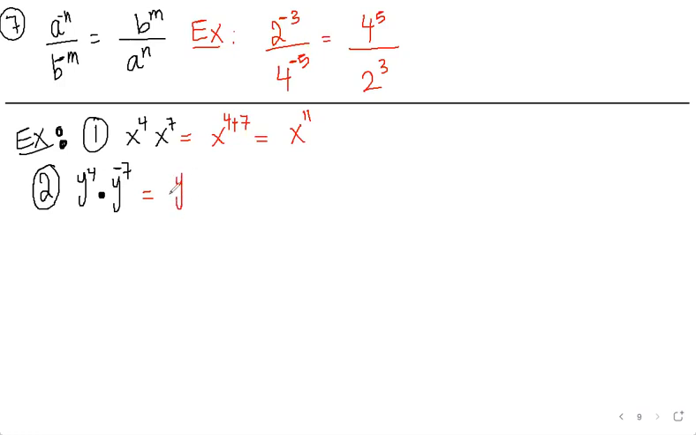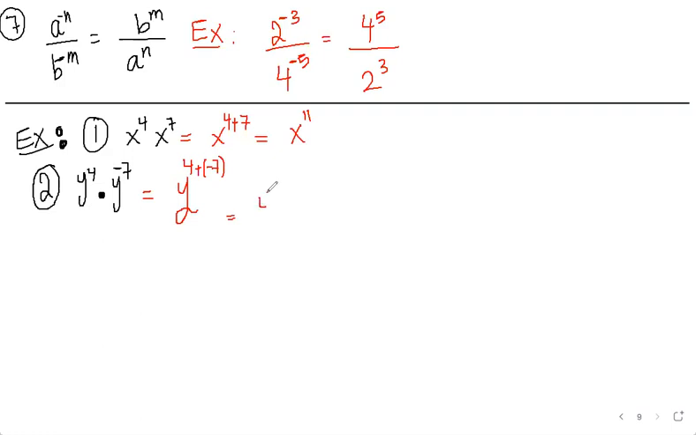I think. Okay, what about if we use the same property number 1? Oh, the same base. Sorry. So it's literally y to the negative 3. Yes, so we have the same base, y and y. This means we have to keep y, and we just add the exponents, 4 plus minus 7.